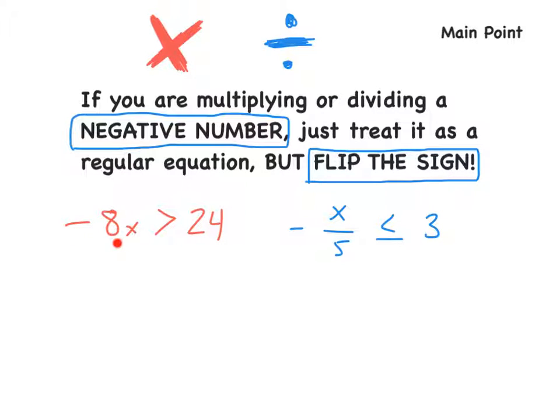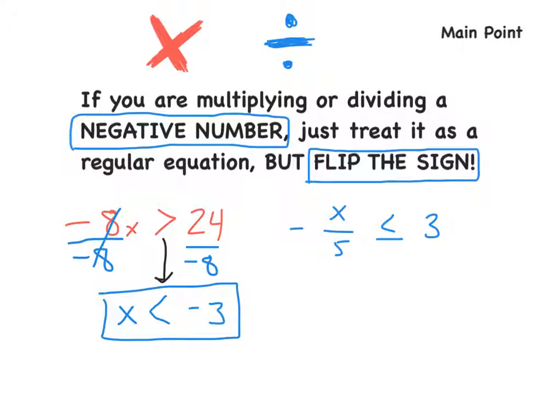We are going to divide by a negative 8. When we divide by a negative 8 on both sides, we still have our x, but now we have to look at the sign. It is a greater than sign. We must flip the sign, so that'll be a less than. So we flip the sign. So 24 divided by a negative 8 is equal to a negative 3. So x is less than negative 3.